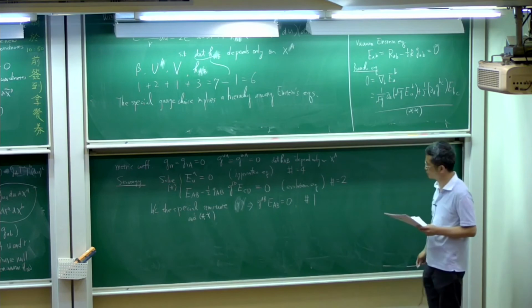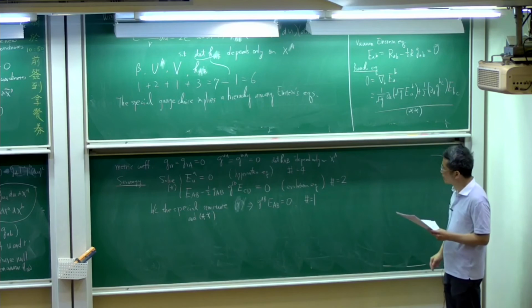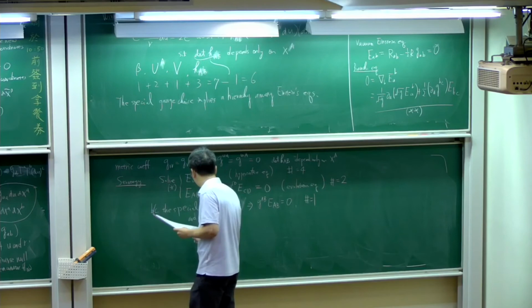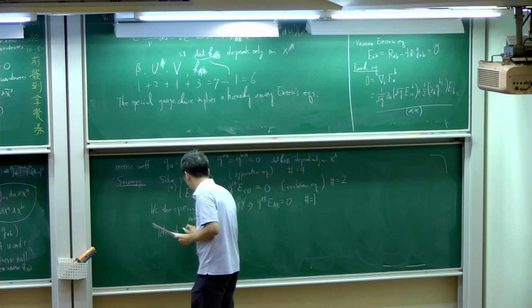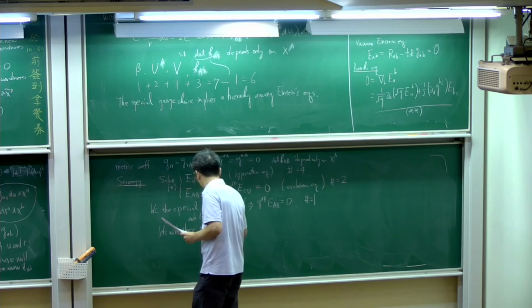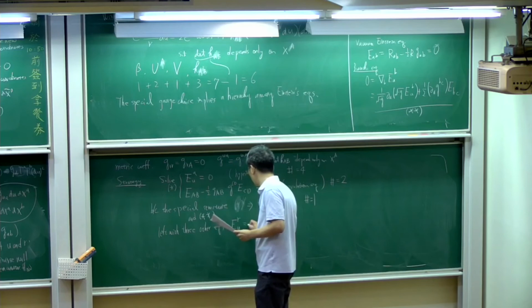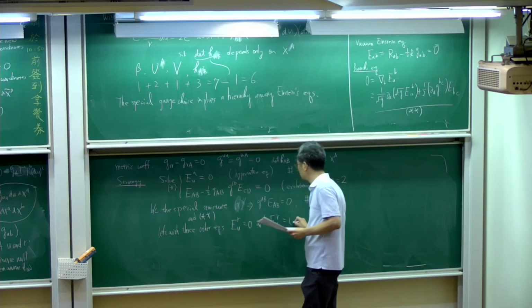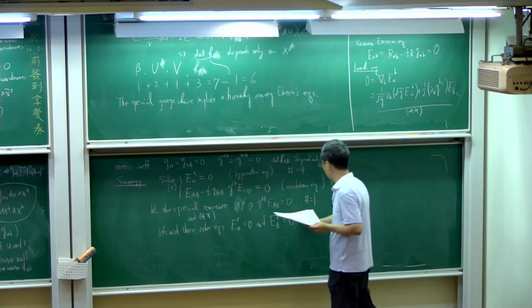So far you have actually seven of them. And then these are so many equations. And you're left with three other equations. Okay, so left with three other equations. And they're basically E_Ru equals zero, and E_RA equals zero. So there are actually three of them. You have two here, and you have one here.